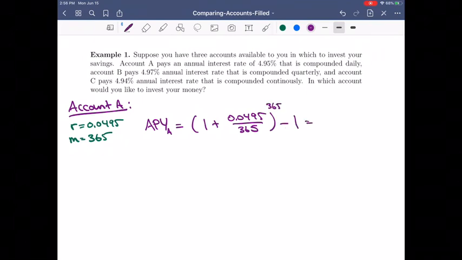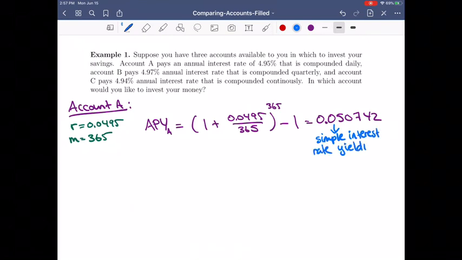And if you compute that, you get 0.050742. So the simple interest rate yielding the same amount of money after 1 year is 5.0742%. Okay, so that's for account A.